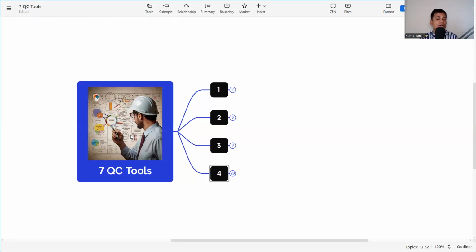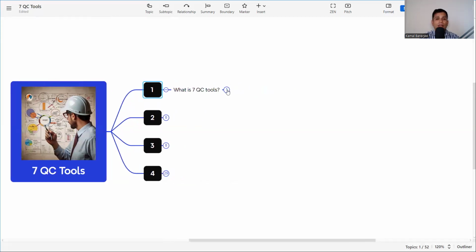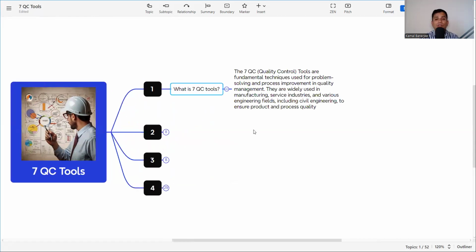So without wasting time, let's jump into the subject of the 7QC tools. First, what are 7QC tools? The 7QC tools, or quality control tools, are the fundamental techniques used for problem solving and process improvement in quality management. Now, what does quality management say?